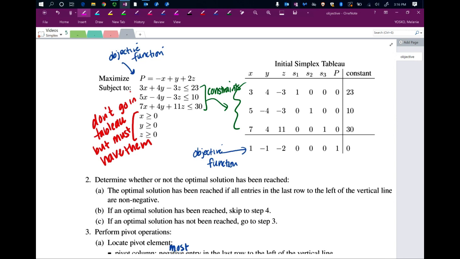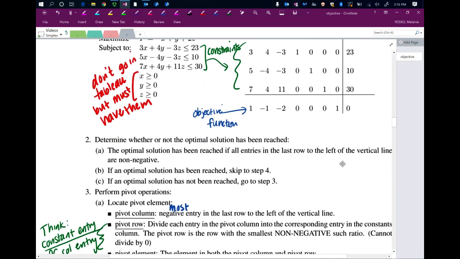We always determine whether an optimal solution has been reached. Well, we know it hasn't because we just started, but let's go through the process anyway. We know we have an optimal solution if there's no more negatives down here. So if you have negatives in this little area below this line and to the left of this vertical line, you know you're not done. So we're going to actually have to do this process. We're going to have to pivot.